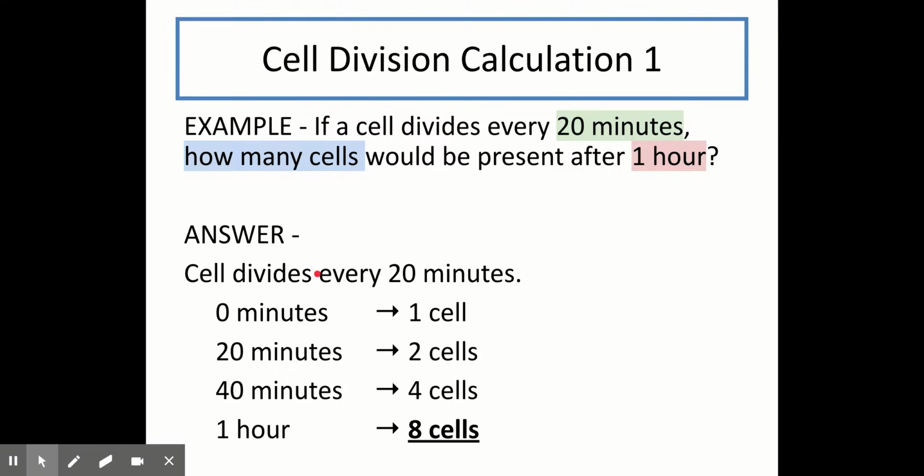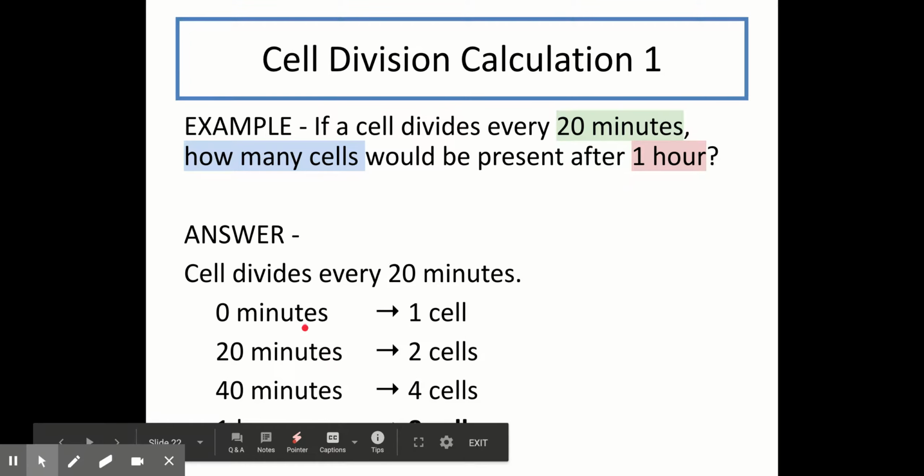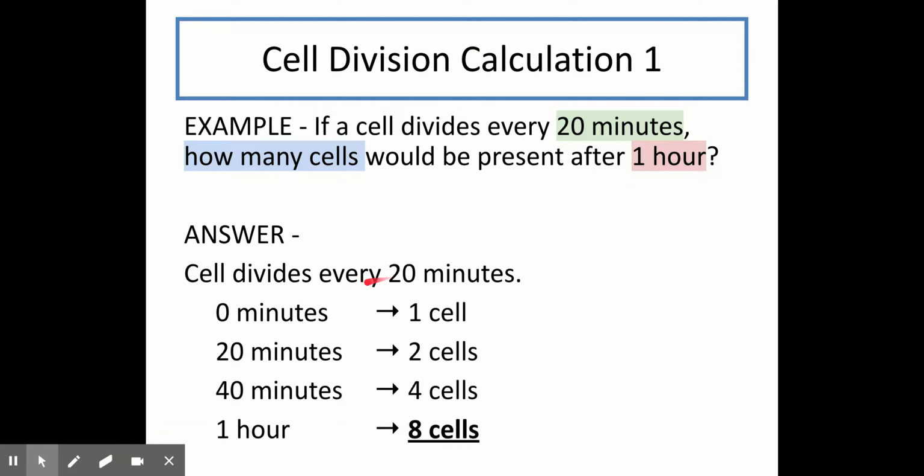So at the top, I write how long it takes for each cell to divide, or in other words, how long it takes for the number of cells to double each time. Then down the left, I write the times going up in number of increments I just wrote in. So in this example, it says the cell divides every 20 minutes. So starting at 0, I write 0, 20, 40, 1 hour. I then stop there, because the question is asking me how many cells there would be after 1 hour.